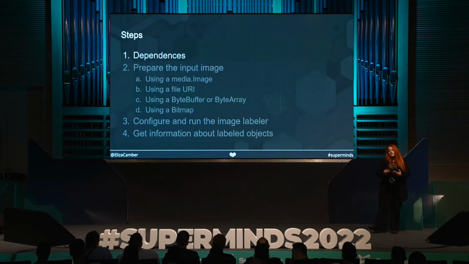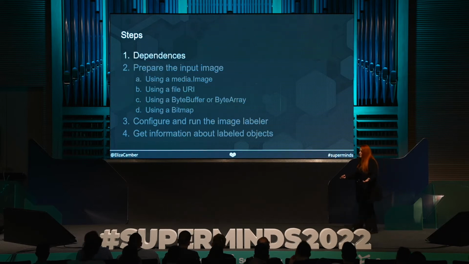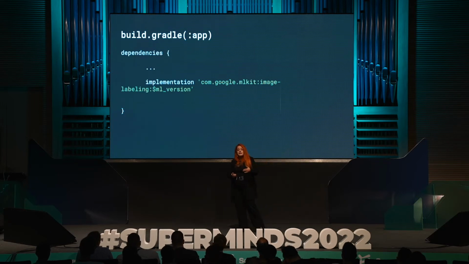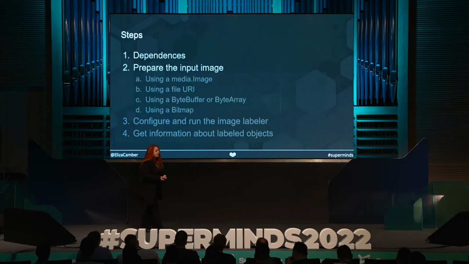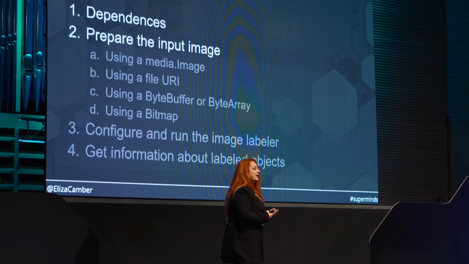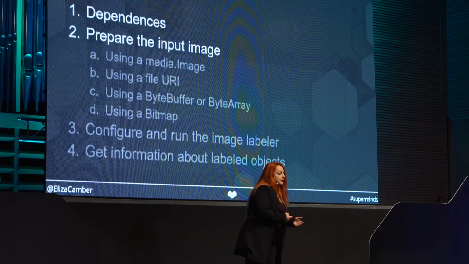So let's see the steps. The first step, as with everything in Android, is basically the dependencies. For the dependencies, we have one dependency, the image labeling. If we use the unbundled one, we have a couple more dependencies to make sure that Firebase actually works to download the model. Then we have to prepare the input image. As we said, we can't put in any input that we want. We need some specific data, so depending on how we get our image, we need to prepare it appropriately.